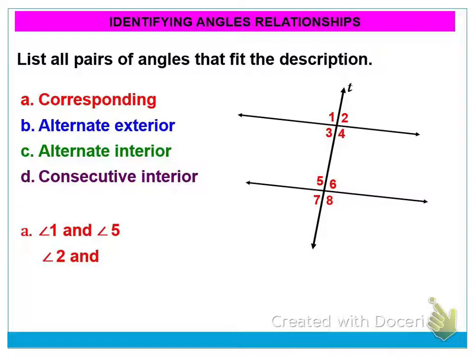All right, then angle 2 is in the top right. It corresponds with angle 6. Angle 3 is in the bottom left, so it corresponds with angle 7. And then angle 4 is in the bottom right, so it corresponds with angle 8. Corresponding.